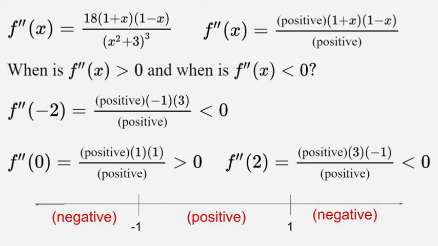And so the punchline here is that at -1, the concavity of the function goes from concave down to concave up. And at +1, the function goes from concave up to concave down. And so both -1 and +1 are the inflection points of this function.